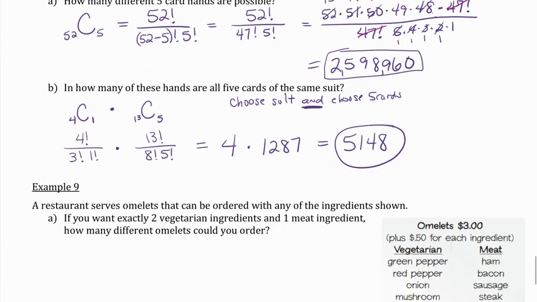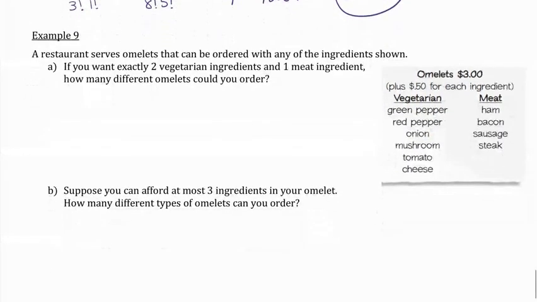We won't do a lot of those, so we'll try a couple. Okay, next one: a restaurant serves omelets that can be ordered with any of the ingredients shown. We want exactly 2 vegetarian and 1 meat. How many different omelets could you order? Notice that word and, right? That's going to be important for us.